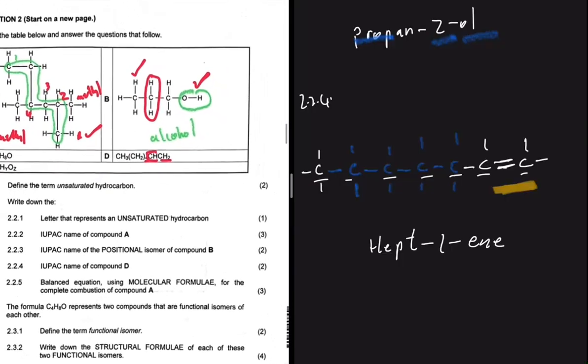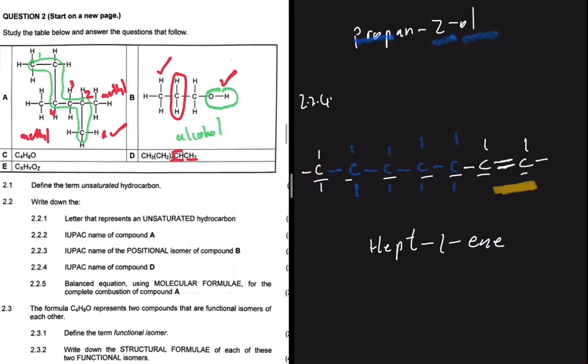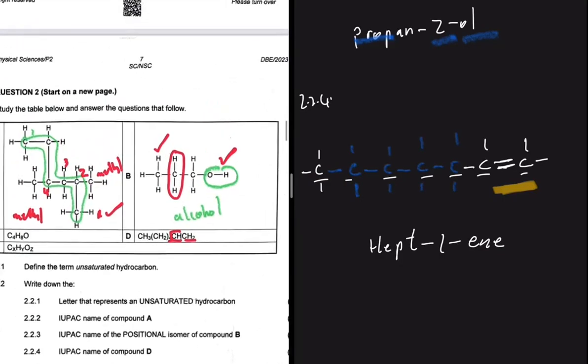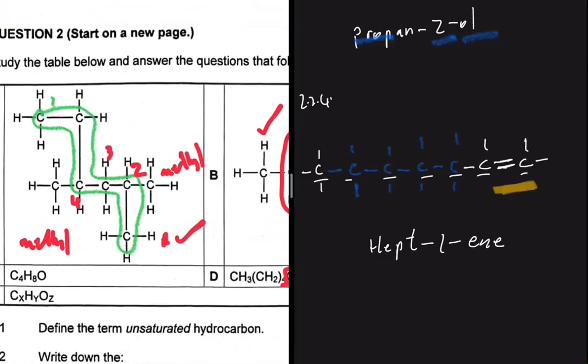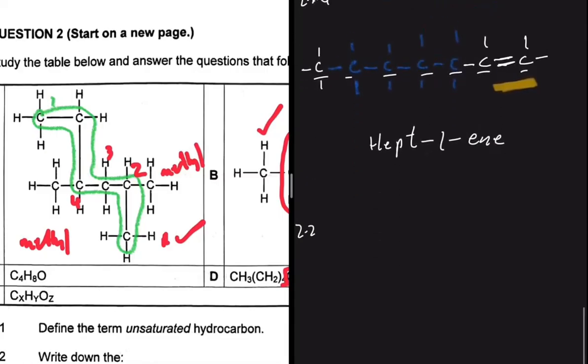So 2.2.5, we're supposed to write a balanced equation using molecular formulas for the complete combustion of compound A. Let's go ahead and do that. Compound A has 8 carbons: 6 carbons on the longest chain and 2 carbons as branches. So for 2.2.5, we have C and then 8, because those are 8 carbons.